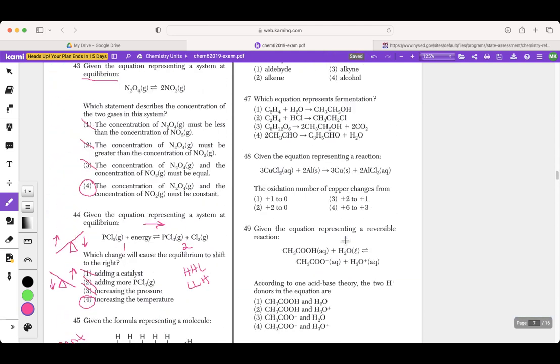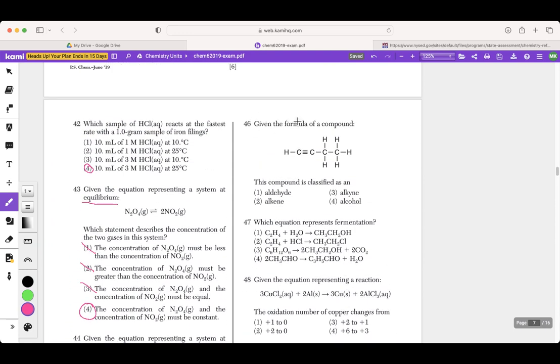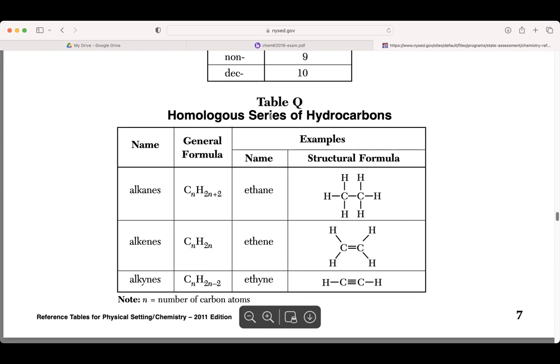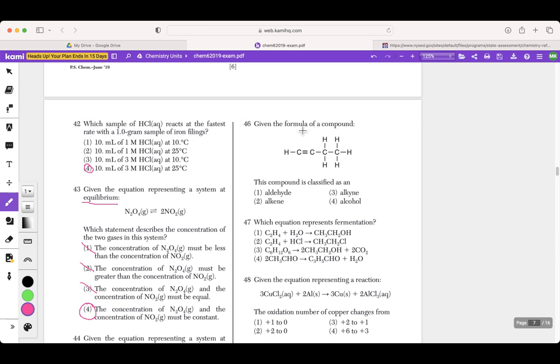All right, we're almost done with the multiple choice. Given the formula of a compound, this compound is classified as a blank. This is a give me question. If you know how to use your reference tables, table Q tells us single bonds of an alkane, double bonds of an alkene, triple bonds of an alkyne. We see we have a triple bond, so therefore it has to be an alkyne.